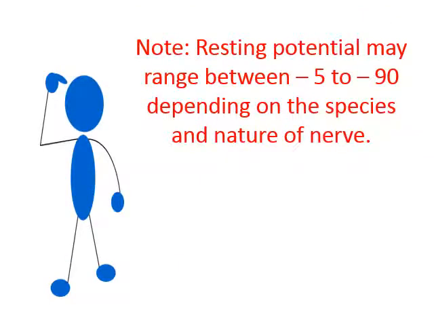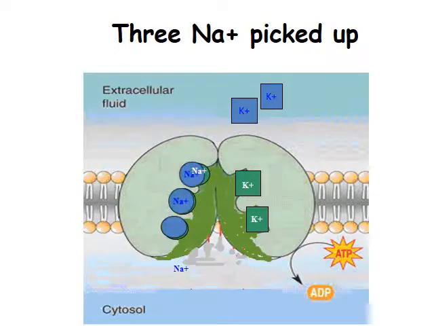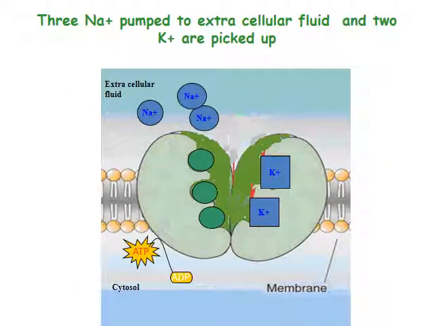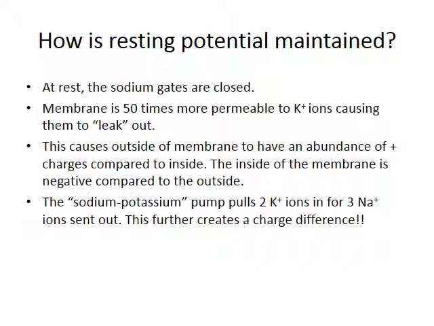Note that the resting potential may range between minus 50 and minus 90 millivolts, depending on the species and the nature of the nerve. Here, 3 Na+ are picked up and pumped to the extracellular fluid, and 2 K+ are picked up. So the 3 Na+ go out of the cell and the 2 K+ enter the cell. The 2 K+ are pumped inside the cytosol.